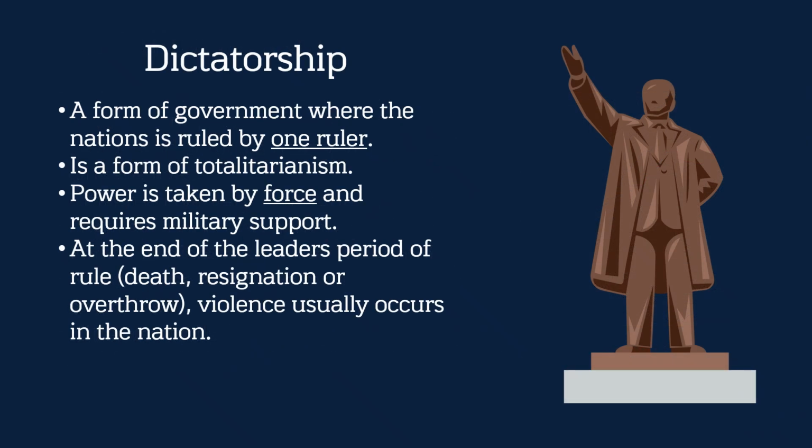Now, a dictatorship is a form of government where the nation is ruled by one ruler, not a group, one ruler. It's a form of totalitarianism. Again, power is taken by force and usually requires military support to keep it. But at the end of the leader's rule, there's usually violence that occurs, whether it's through natural death, or they resign, or they're overthrown by another revolution. Very rarely do we see it passed down generation to generation or a transition without major violence.